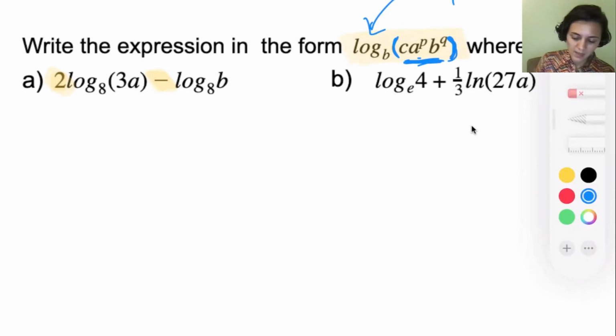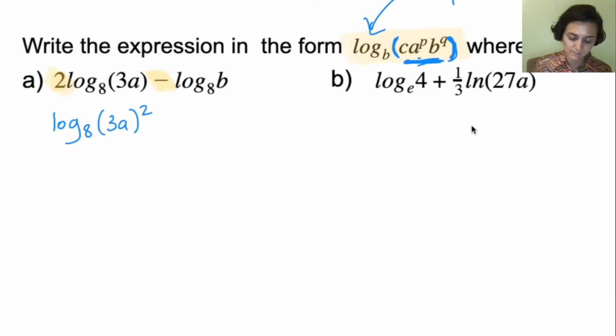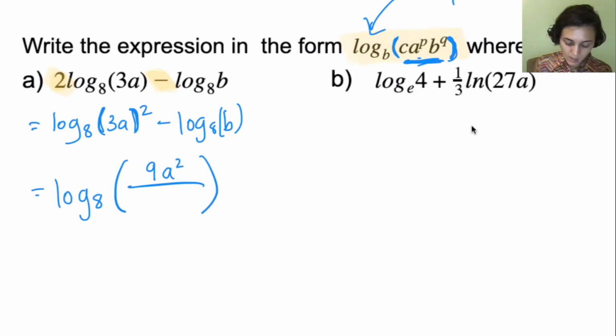I'm going to apply the power rule first. I'm going to take that 2 and turn it into a power like that. And now I can apply the quotient rule. When I combine these together into one log, base 8, I'm going to use division, the quotient rule. What's on top is going to be this 3a squared, which I can rewrite as 9a squared. And then in the denominator is b.